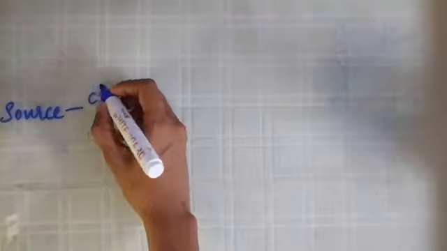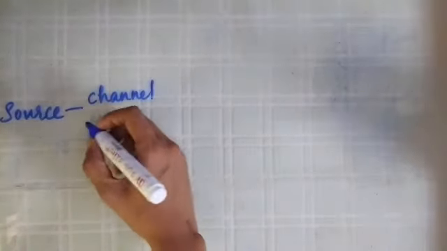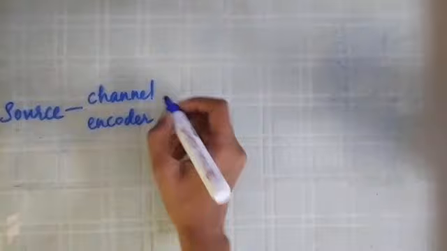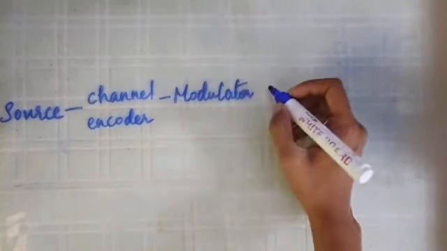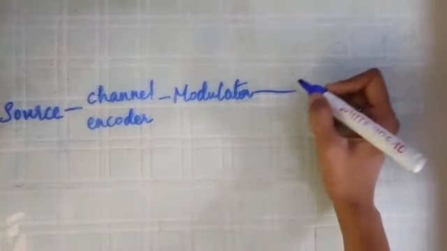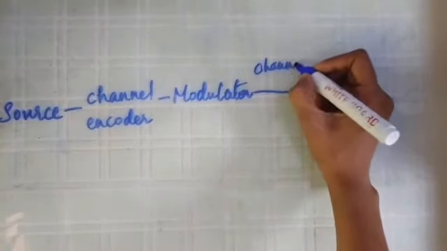So let's begin the concept of spread spectrum through a simple communication model, which we are already familiar with. In a communication model, we do have a source, we do have a destination, right? So from the source, for digital communication I'm talking about, it goes to the channel encoder. From the channel encoder, it goes to a modulator. From the modulator, it goes to the channel.